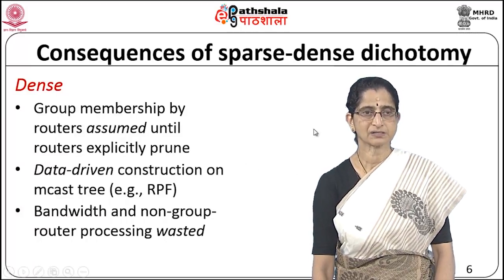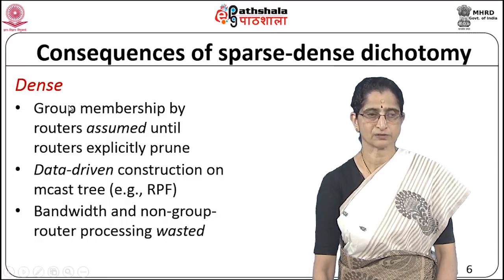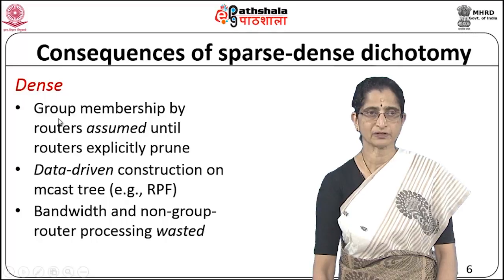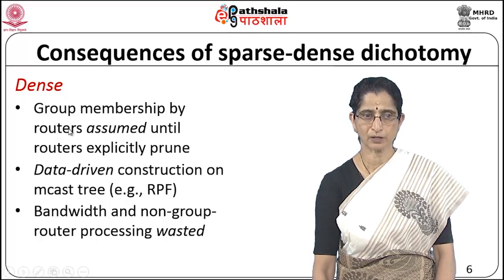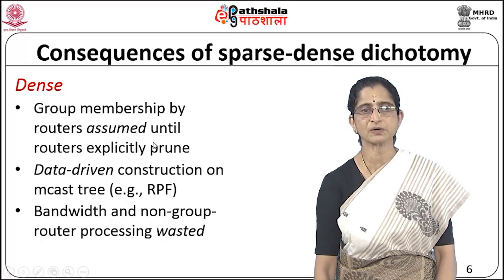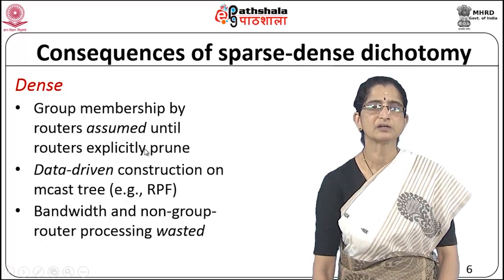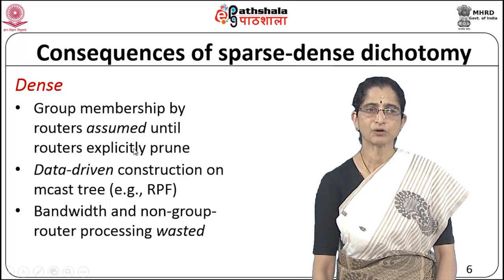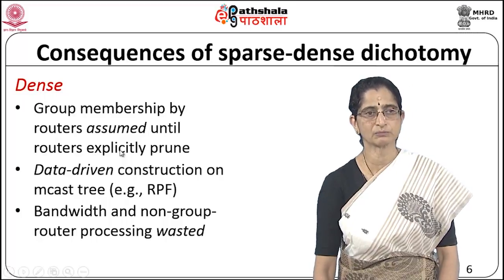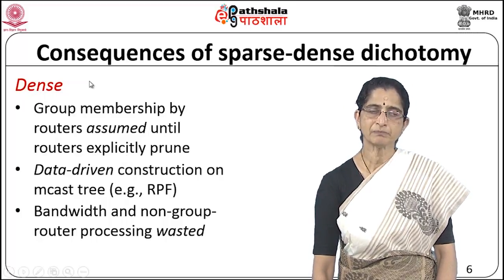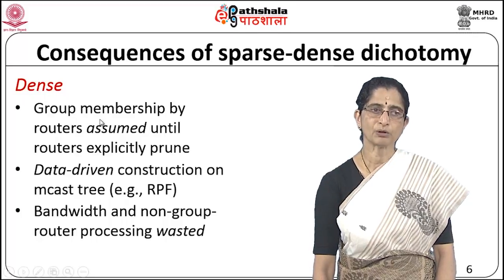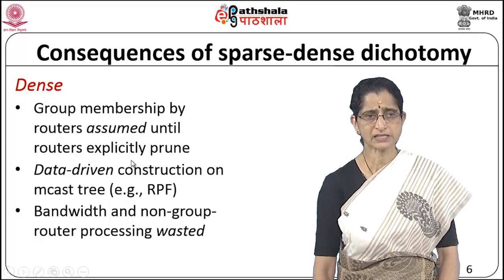If you look at this dense sparse dichotomy, what are the consequences of that? In the dense situation, what we do in the case of dense membership is that group membership by routers is assumed until the routers explicitly prune. Remember that we talk about pruning messages. When a tree is constructed, if a particular router does not belong to that tree, that is it does not have any members, that branch can be pruned. So, the routers will normally explicitly send prune messages. We have looked at how this works when we talked about the DVMRP protocol. So, dense PIM basically works like the DVMRP protocol in the sense that it uses a flood and prune technique. In this case it is assumed that all the routers have the group membership until the routers explicitly send a prune message.